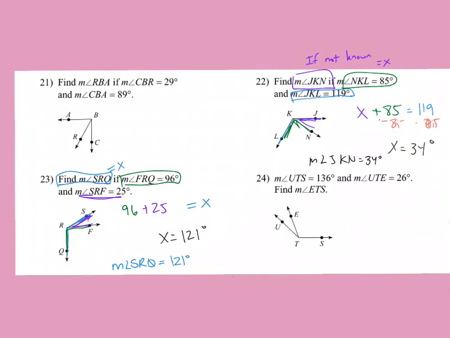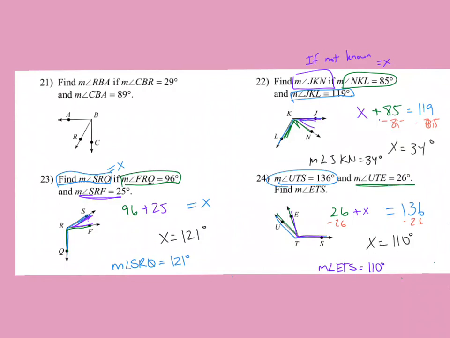Right? So 24, same exact thing. I find the biggest angle first, UTS. UTS is 136, so I know my equation is going to be equal to 136. Then I find a piece. We'll say UTE. That's green, so I'm going to say 26 on the other side. Now purple, ETS. I don't know ETS, so I say X. If you don't know it, you just say X. Now I solve. I minus 26 from both sides. I end up with X equals 110. Now remember, it's in degrees. And the last thing you're supposed to do is tell me what you're supposed to find. So the measurement of angle ETS is 110 degrees.